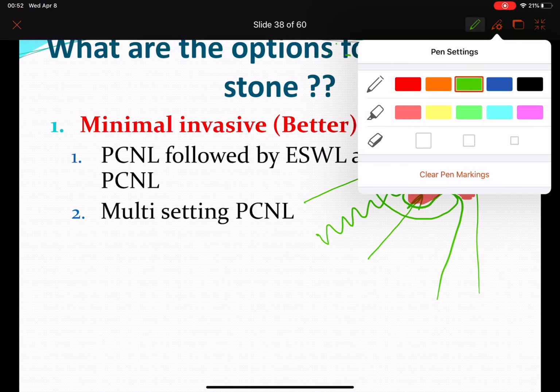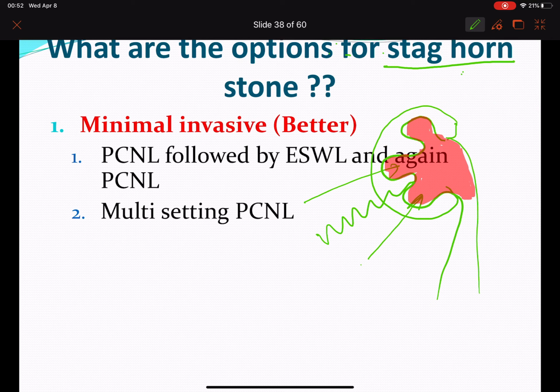Or what we can do is multi-setting PCNL or multi-puncture PCNL. That means we puncture one calyx, break the stone, bring it out, and then go for another puncture and remove it. Or puncture one calyx, remove the stone that you can remove, then in the next setting do another puncture and remove the stone. So multi-setting PCNL or multi-puncture PCNL can be done.